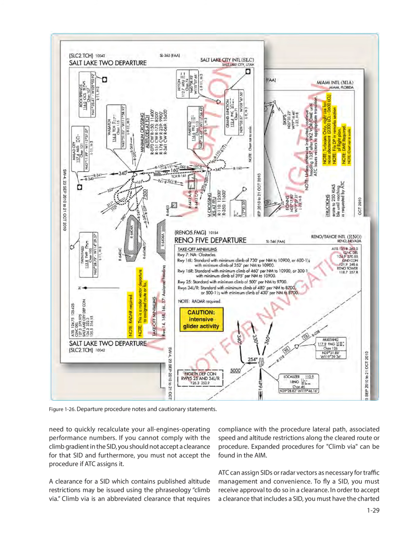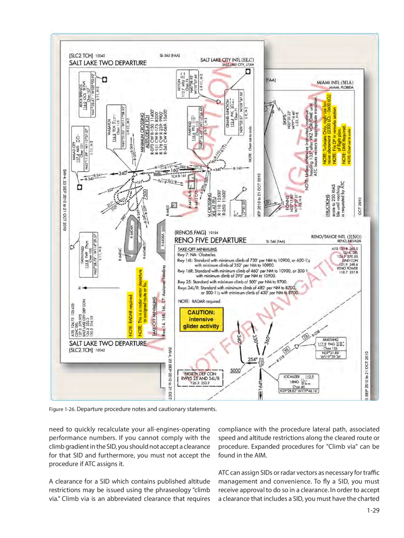A clearance for a SID which contains published altitude restrictions may be issued using the phraseology "climb via." Climb via is an abbreviated clearance that requires compliance with the procedure lateral path, associated speed and altitude restrictions along the cleared route or procedure. Expanded procedures for climb via can be found in the AIM.